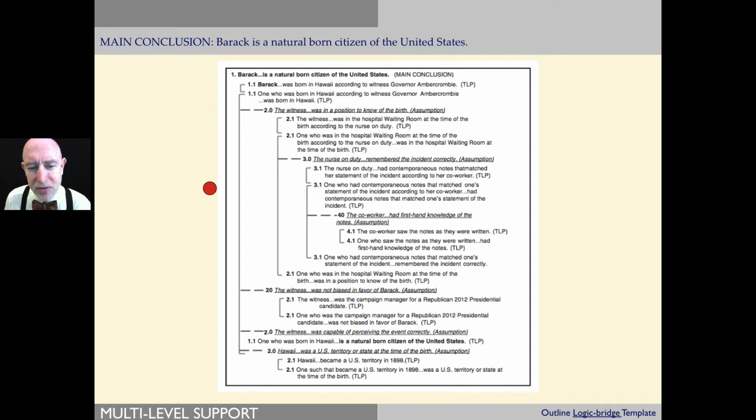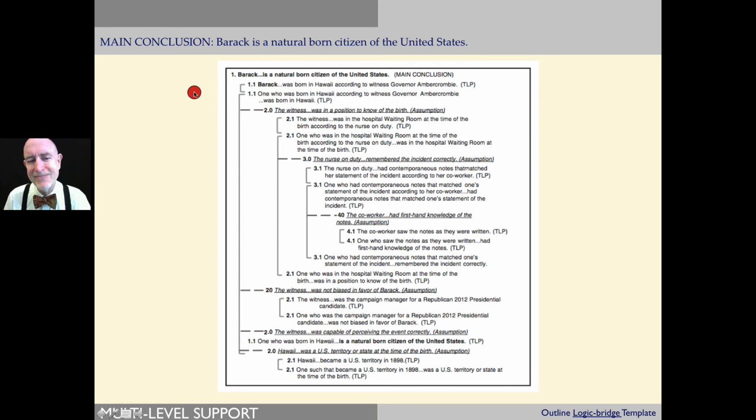But I'm trying to give you a sense of what's possible when you start organizing your reasoning in a clear fashion. So for example, if you had to explain to somebody what was the connection that the coworker saw the notes as they were written, if that was a piece of evidence, if you laid it out in this fashion, you could begin to make it clear to somebody else. You could say, well, that's an important piece because that's part of what tells us that the coworker had first-hand knowledge. And that's important because we're wanting to know whether one who had contemporaneous notes that matched one's statement of the incident, according to her coworker, had contemporary notes that matched one's statements of the incident. And of course, that's one of the inferential linked premises that support this statement here: the nurse on duty remembered the incident correctly, which itself is an assumption.